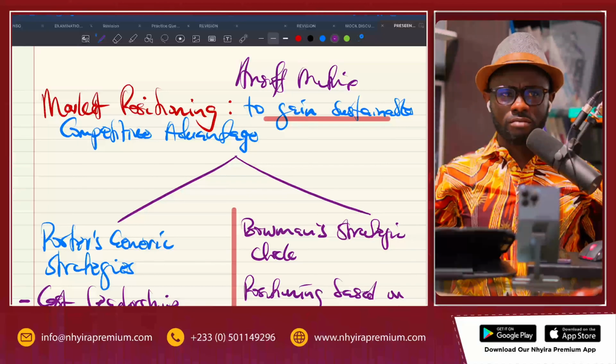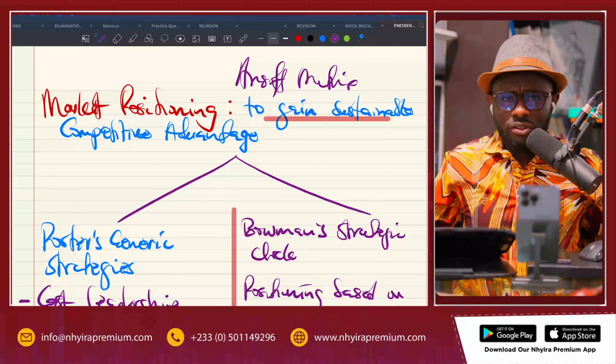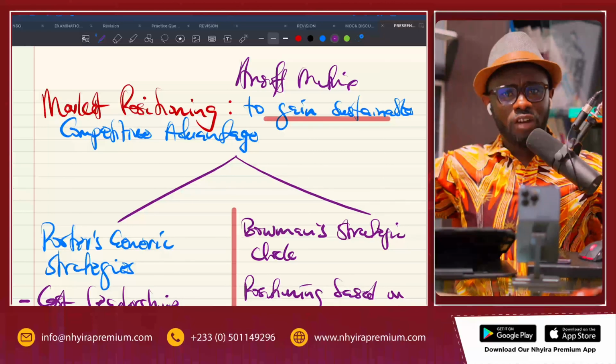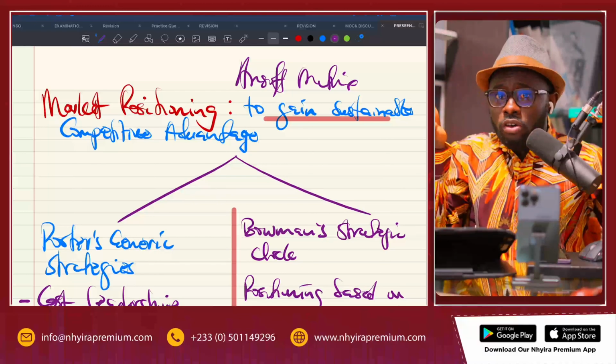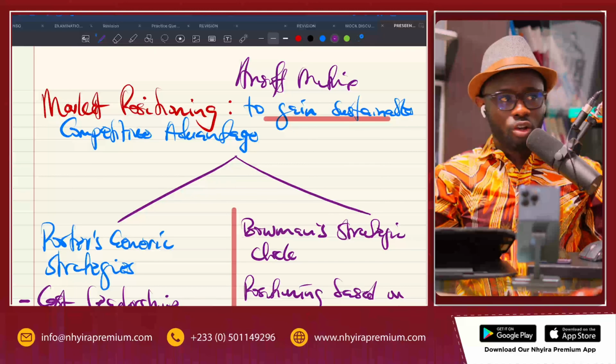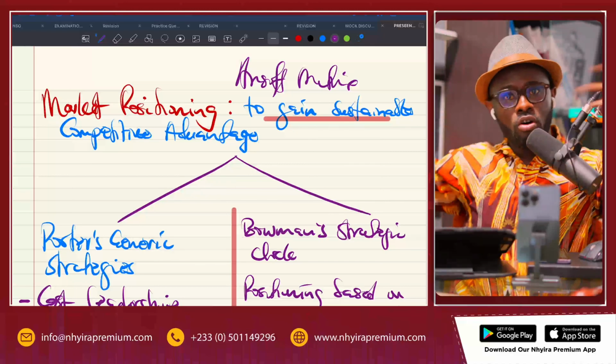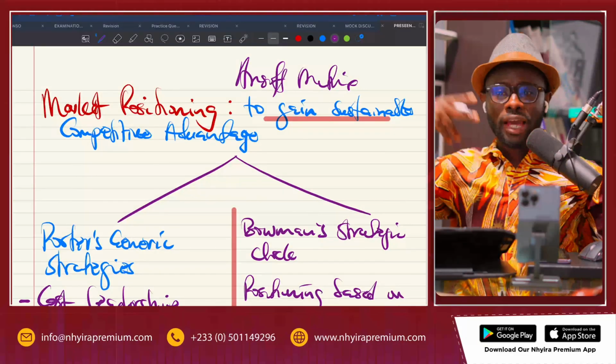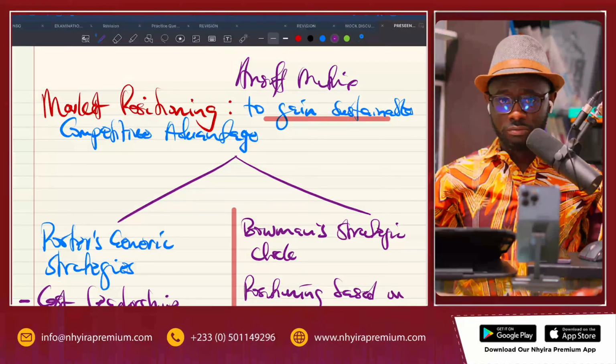Then we said, hey, listen, that's too small. Why not think big a little bit? Market development. We are in Accra. Okay, let's go to Kumasi, let's go to Takoradi, let's go to the Volta region, let's go outside. That is called market development strategy.